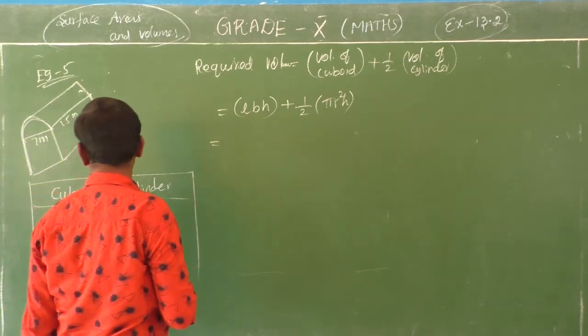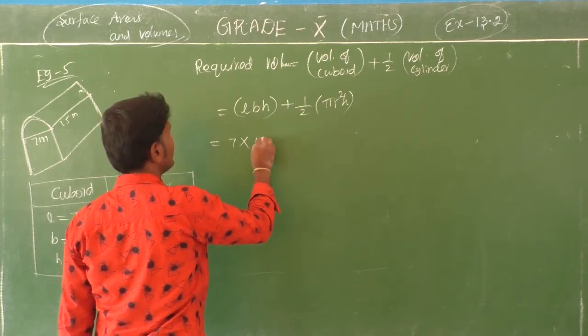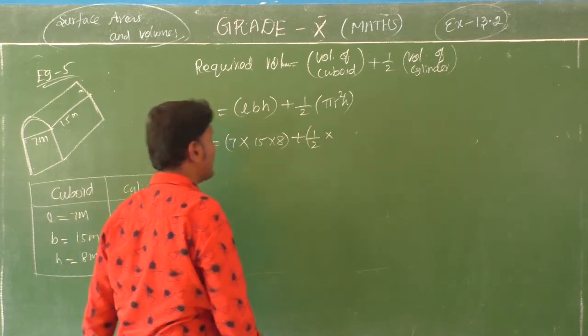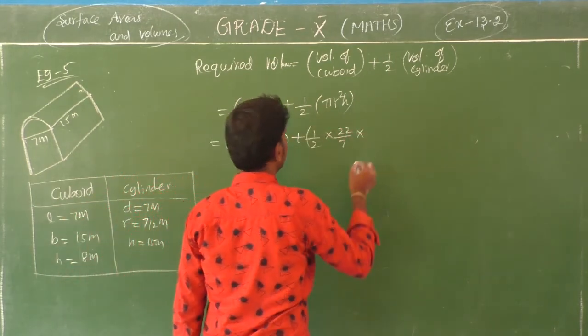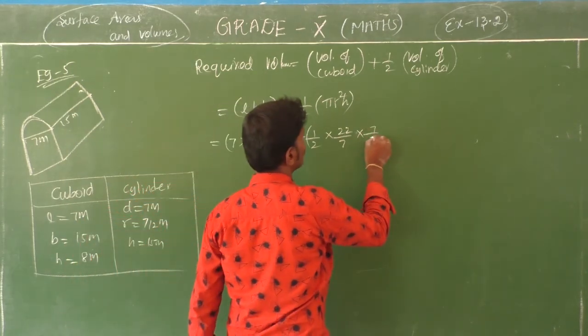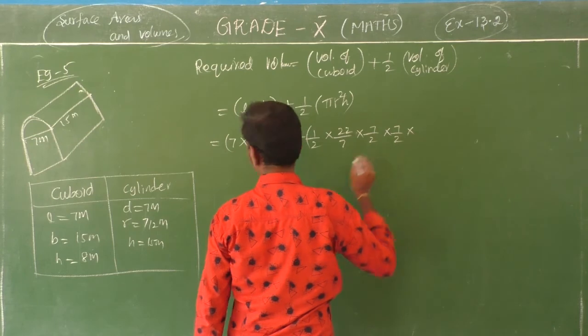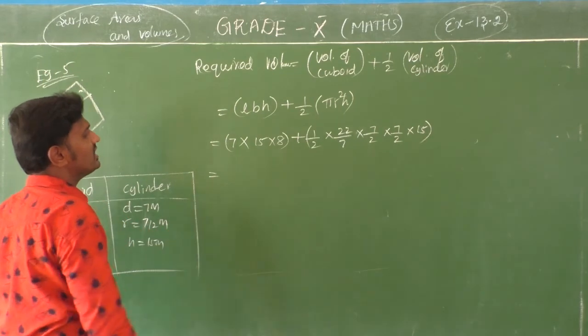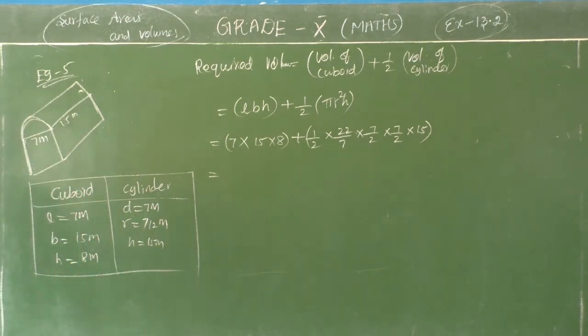Now you have length 7 into breadth 15 into height 8 plus 1 by 2 into value of pi is 22 by 7 and radius of the cylinder is 7 by 2 squared into height of the cylinder is 15. Okay, now I'm going to multiply. 8 sevens are 56. So 56 into 15: 5 6 are 30, remainder 3, 5 3 are 15 plus 3, 18... So 840.